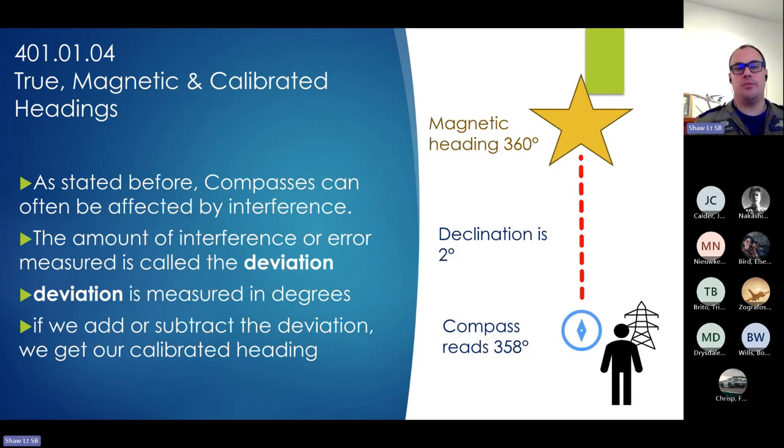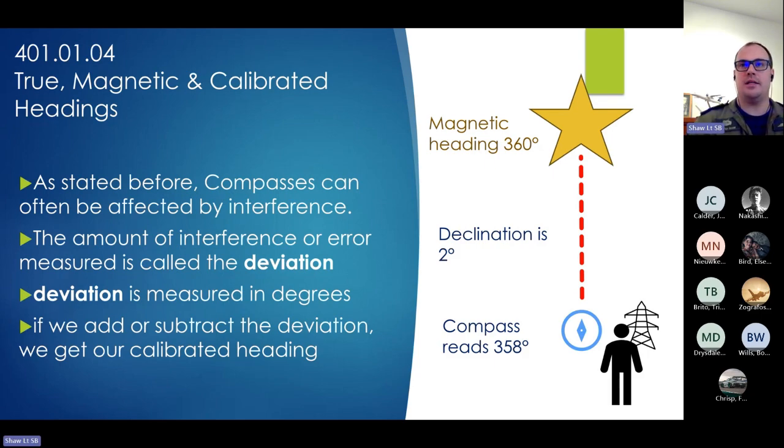So remember, there's magnetic variation, which is the difference between true and magnetic. And now from magnetic, to read it properly with our compass, we have to account for something called deviation, which is like things that interfere with our compass reading properly. This is measured in degrees, just the same as latitude and longitude. So if we add or subtract the deviation, we get our calibrated heading.